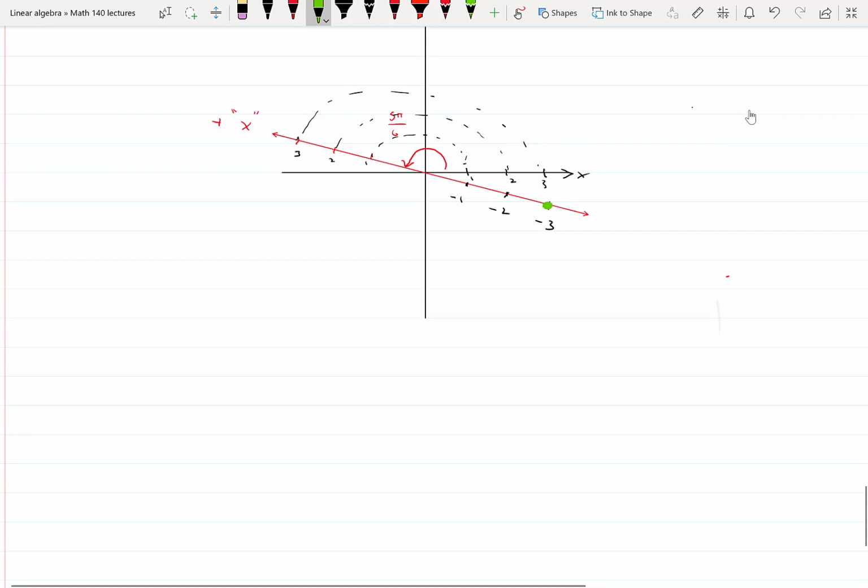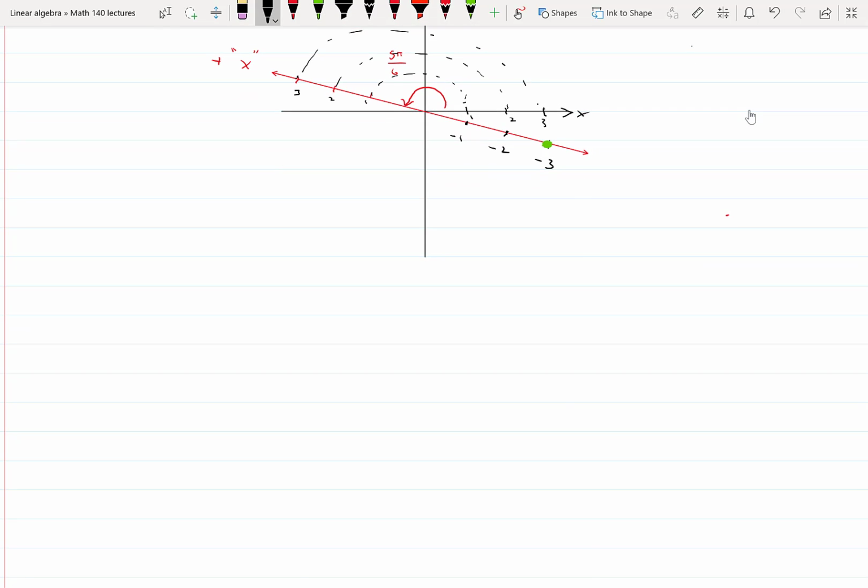Okay, so let's practice pulling both of these ideas together, multiple representations and negative coordinates. Find all possible representations of the point 2, pi over 4. The first point.